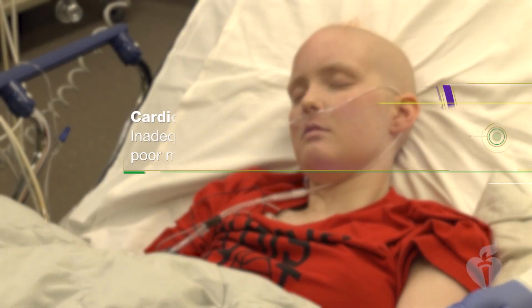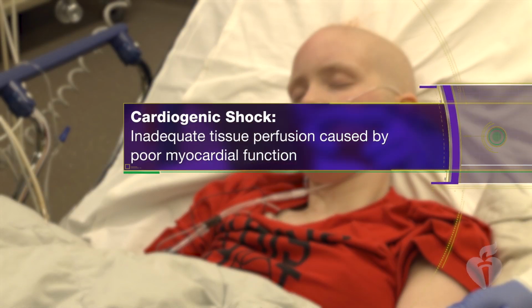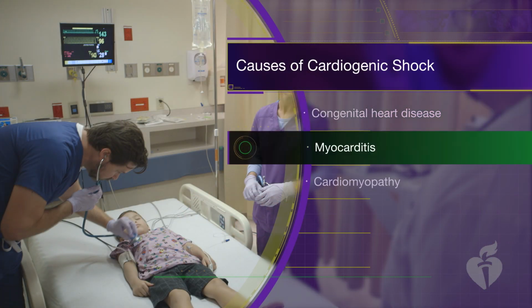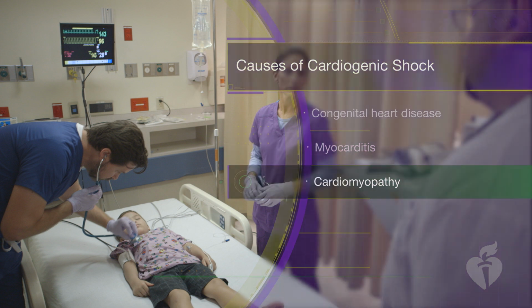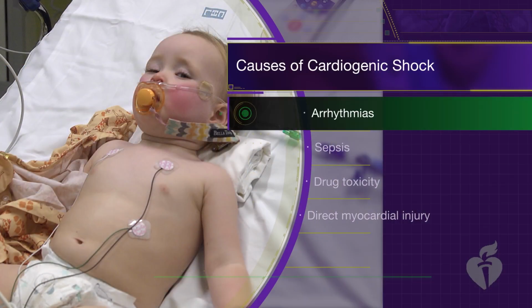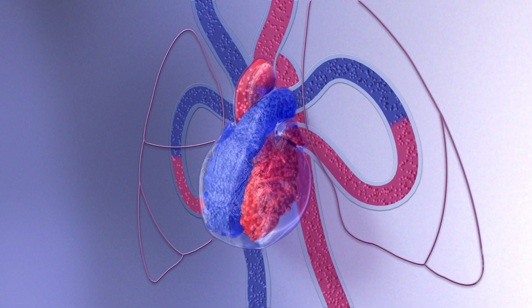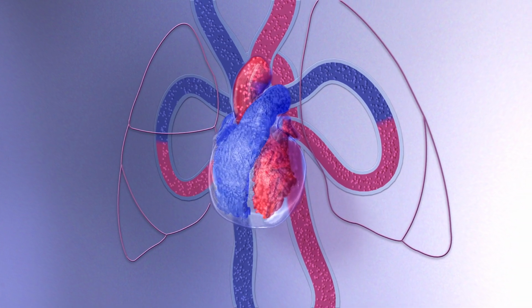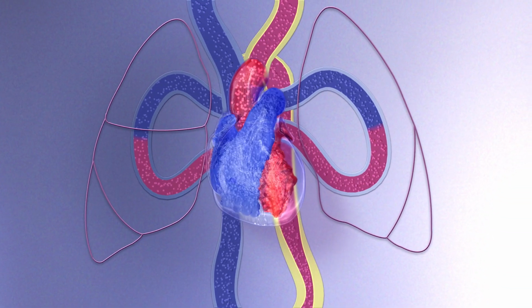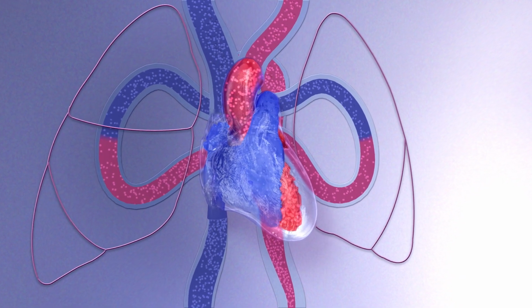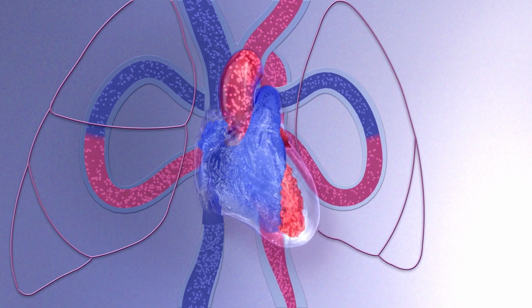Cardiogenic shock results from inadequate tissue perfusion caused by poor myocardial function. Common causes include congenital heart disease, myocarditis, or acquired dysfunctions such as cardiomyopathy. Other less common causes include arrhythmias, sepsis, drug toxicity, or direct myocardial injury. With cardiogenic shock, children often have marked tachycardia, accompanied by very high systemic vascular resistance and severe vasoconstriction and decreased cardiac output. Pulmonary congestion may develop, causing respiratory distress. Intravascular volume may be normal or high unless the child has had poor oral intake.